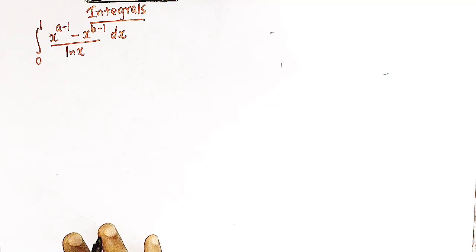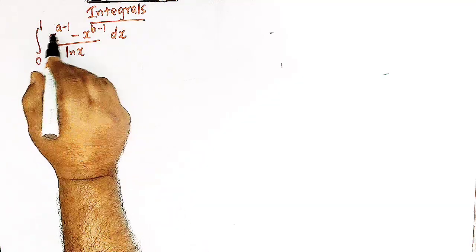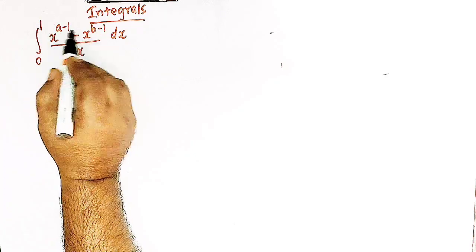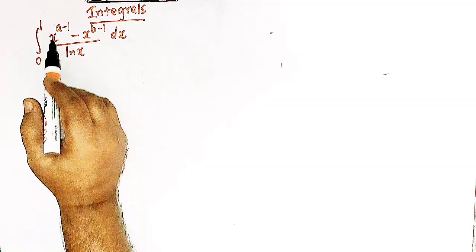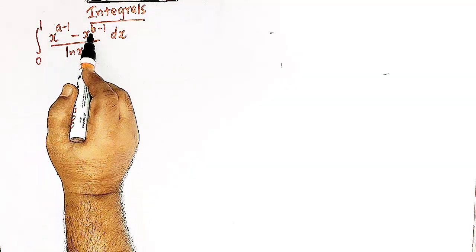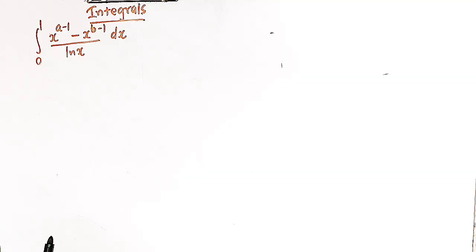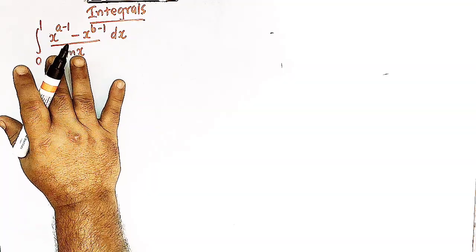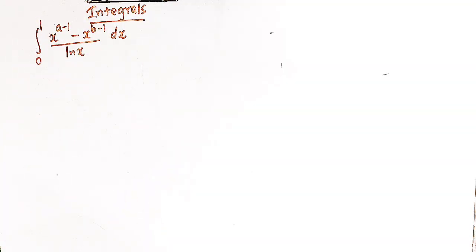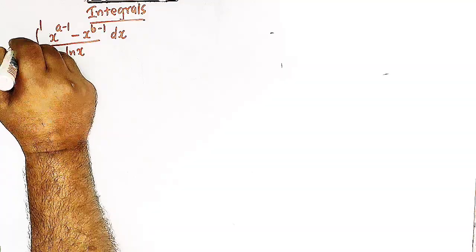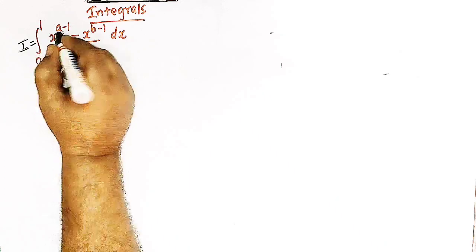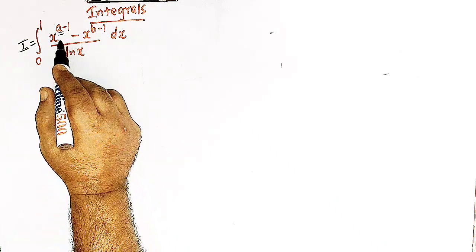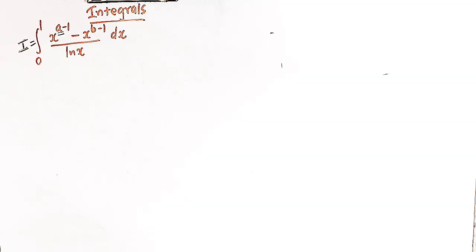So in this method what we do, we treat any of these two constants, that is a and b, as a variable, right? So here we can select either a or b as a variable, and the rest of the terms may be considered as constants, right? And then we differentiate this integral with respect to the selected variable. So let us call this integral as I, right? And here we select a as a variable, and the other terms may be considered as constants, right?